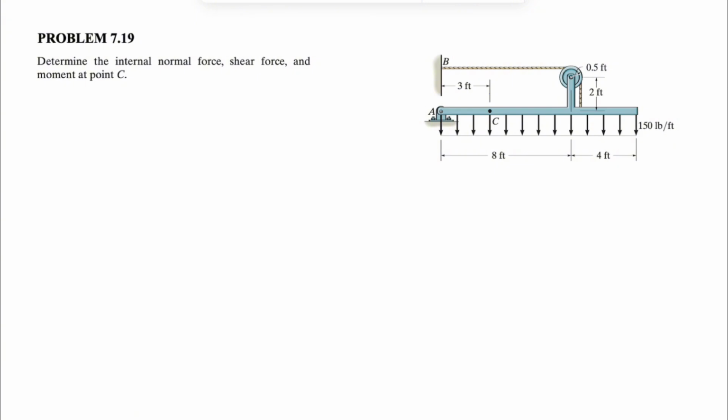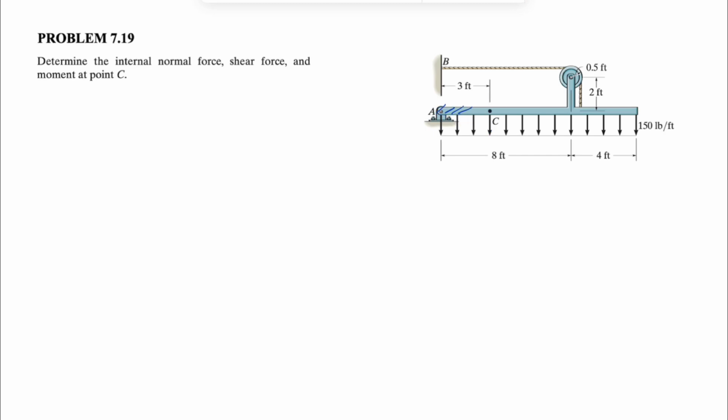So what we're going to do is find all the reactions that we have at support A. And once we have that, we're just going to do a section at point C. If we look at the free body diagram of this part of the beam, we should be able to find all the internal forces and bending moment at point C. But before that, let's figure out the reactions at point A.